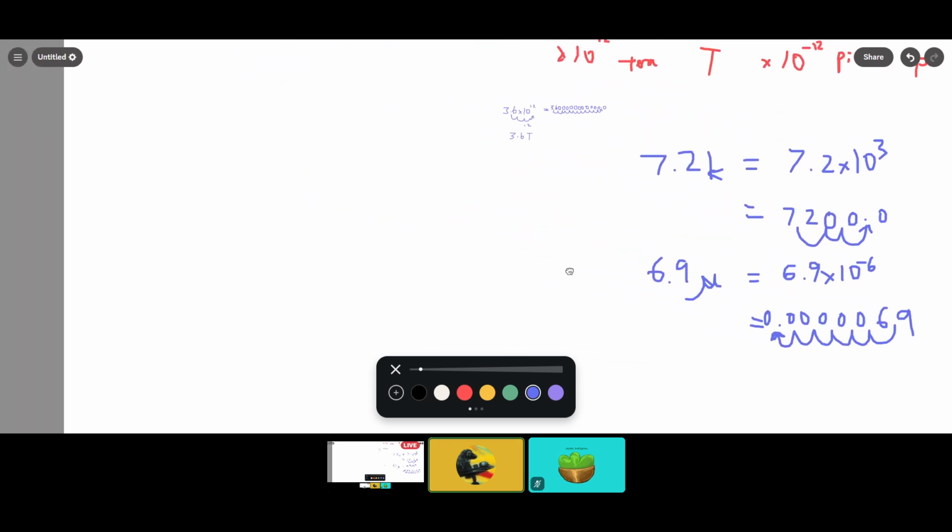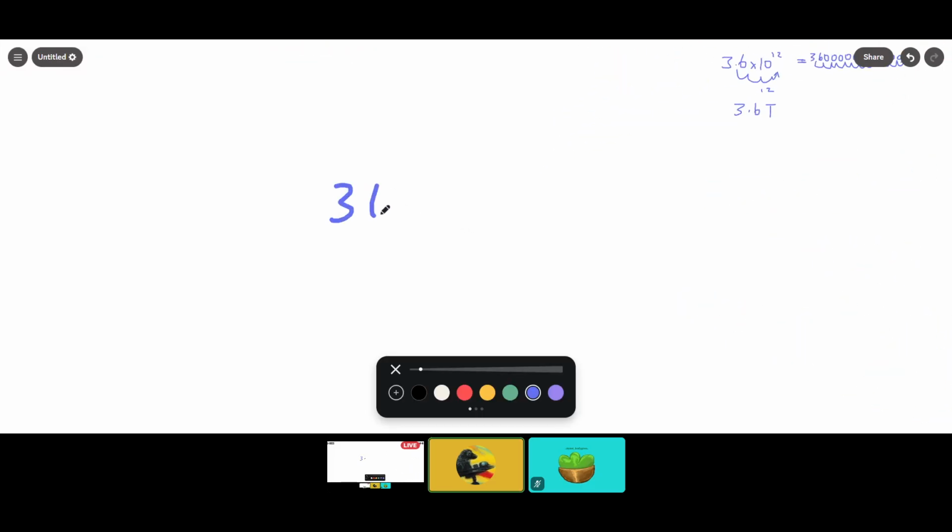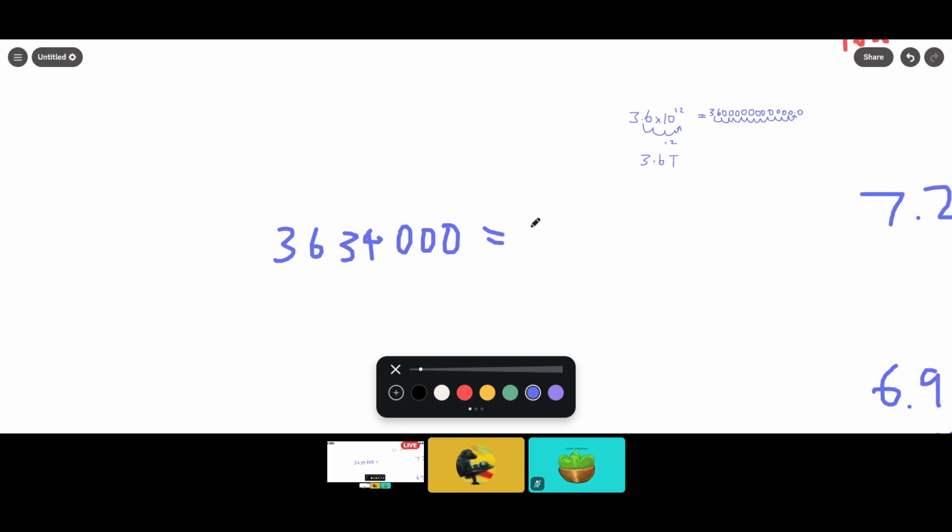Let's do one more practice, okay? Let me give you this number. The question is: represent this number using the kilo prefix.